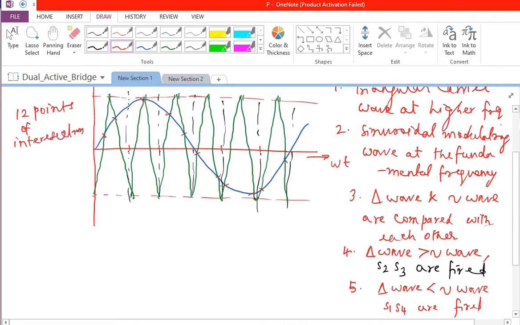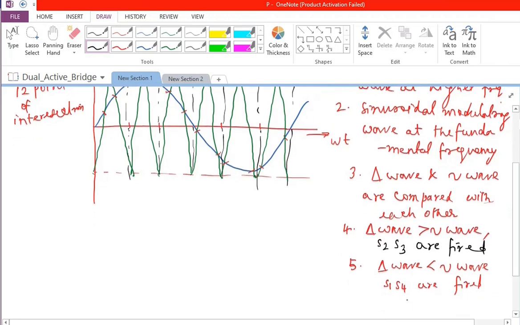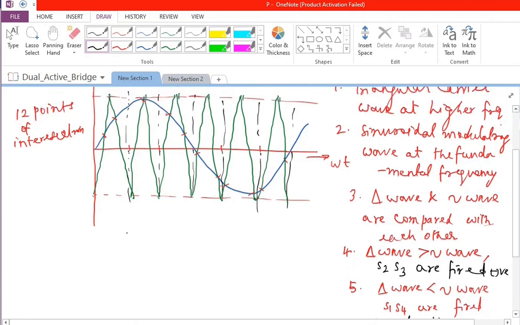And we know that if S1 and S4 are fired, it is going to be positive half cycle. So load voltage is positive. Load voltage is going to be positive here, whereas here load voltage is negative. So we are going to have load voltage to be negative. So let us try to look at this here.